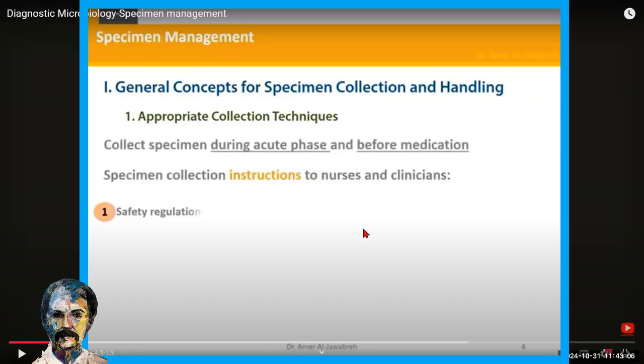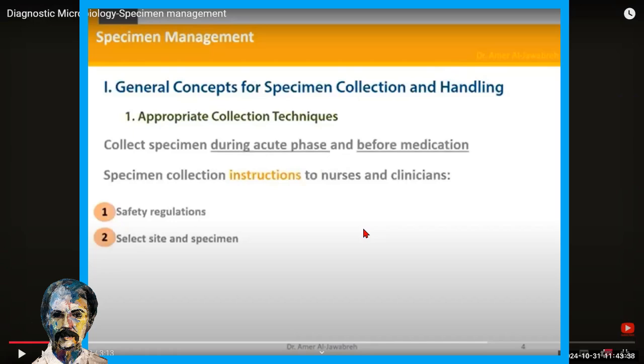So these instructions for, let's say, collecting samples, you have to have them well written, maybe in the nursing ward and with the clinicians so that they can read them. Instructions are not given only verbally. Maybe they are stressed verbally, but at the end, they should be written instructions, or what we call written instructions.